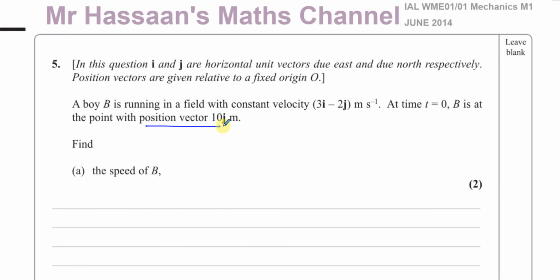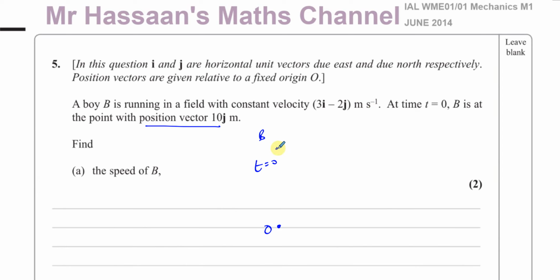So basically, when time is 0, B is at the position vector 10j, which is given in relation to the origin. Say this is the origin. When time equals 0, B is at 10j, which is 10 units to the north. So this is where B is when time equals 0. That's telling us where B is at that particular time, and it is moving with constant velocity 3i minus 2j meters per second.